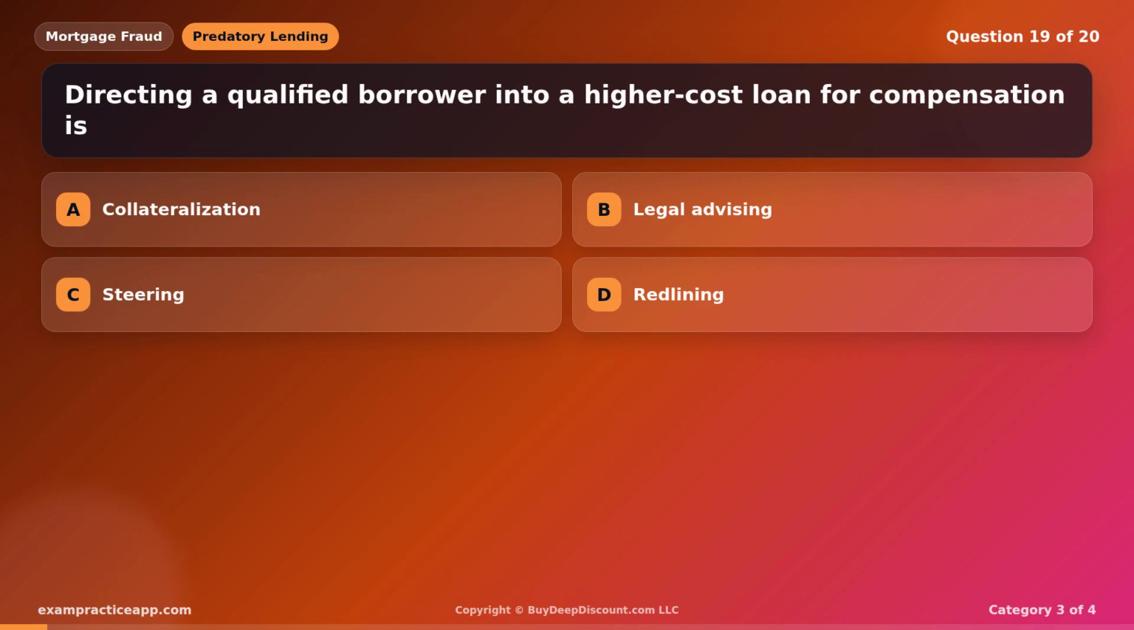Question 19. Directing a qualified borrower into a higher cost loan for compensation is option A, collateralization, option B, legal advising, option C, steering, option D, redlining. Take a moment to choose your answer. The correct answer is option C, steering. Explanation: Steering is a predatory practice that harms borrowers for lender benefit.